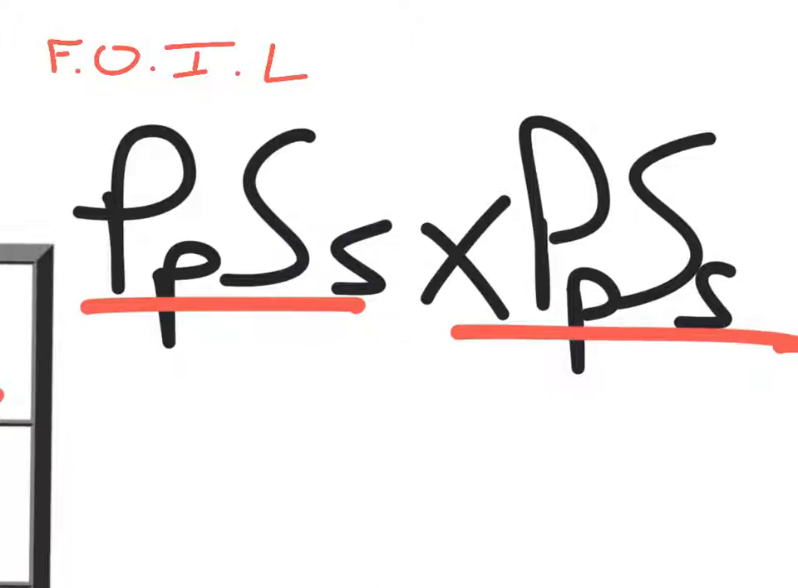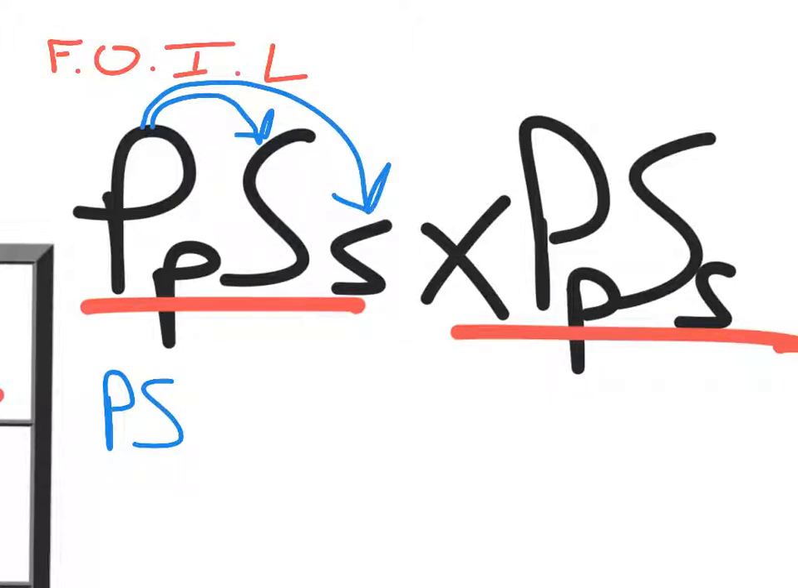Right? All right. So, what's the first? It's big P and big S. See? That's one possible gamete. And so now we go outer, so that's big P and small s. Perfect. So that's another option. That's another possible gamete.